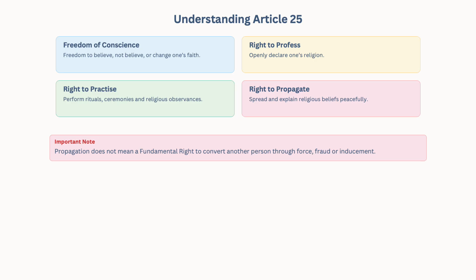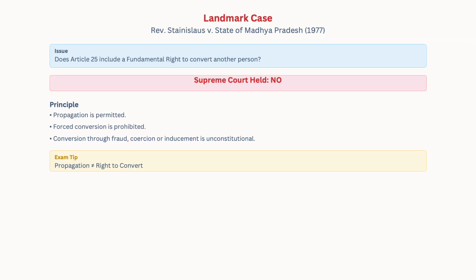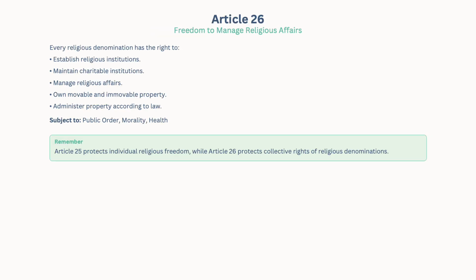Now in Article 25, please take a look at the projector. Does Article 25 include a fundamental right to convert another person? A lot of issues have been pointed out about forced conversion. Article 25 doesn't give you the right to convert another person by force. The principle is that propagation is permitted. You have the right to propagate Christianity, to spread Christianity, but you do not have the right to convert a person by force. That's a very important distinction.